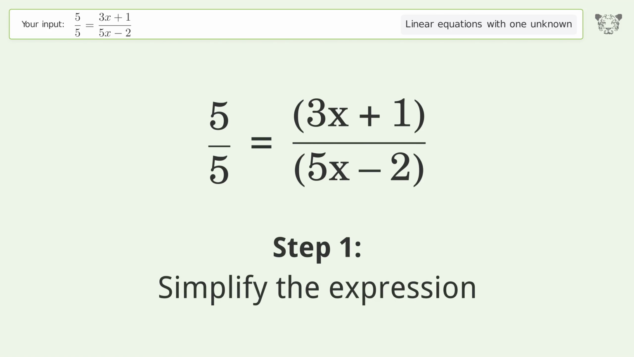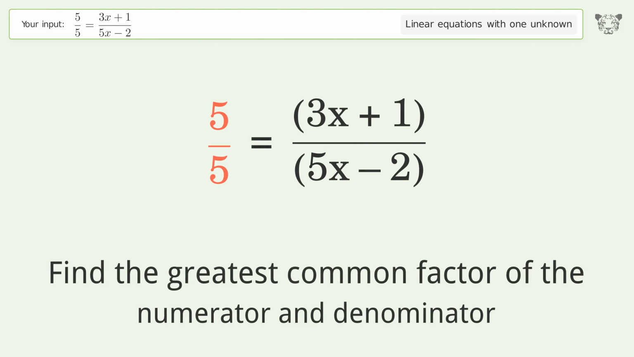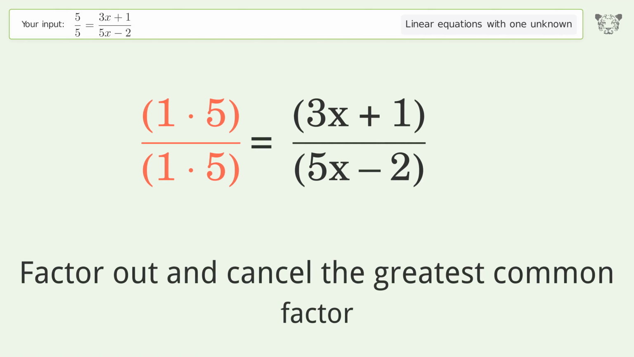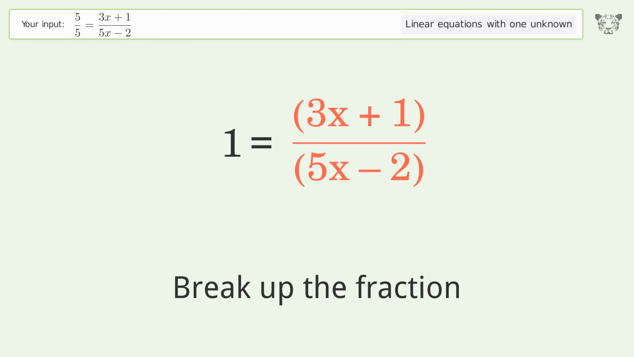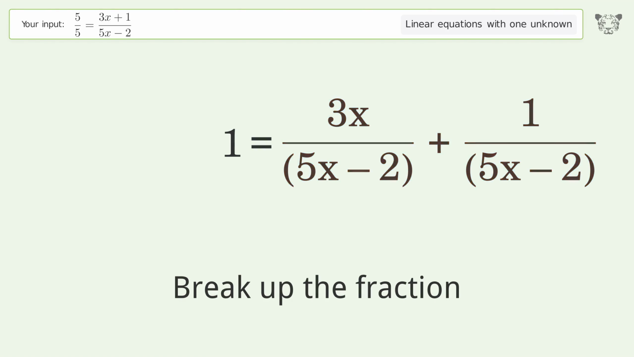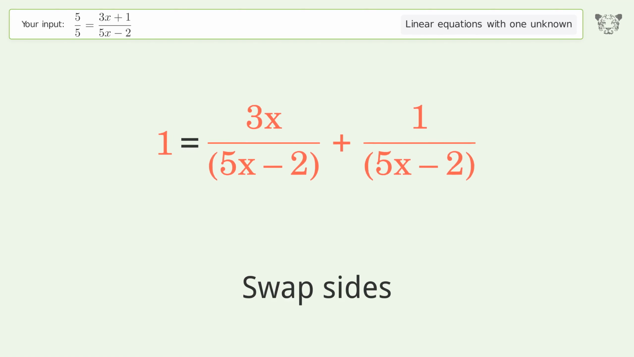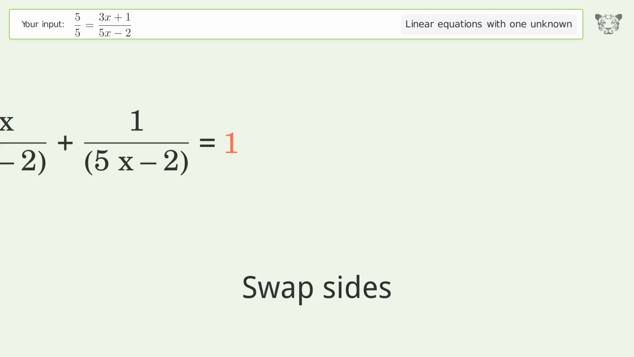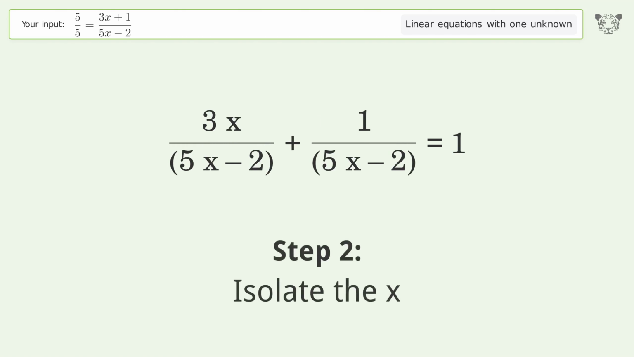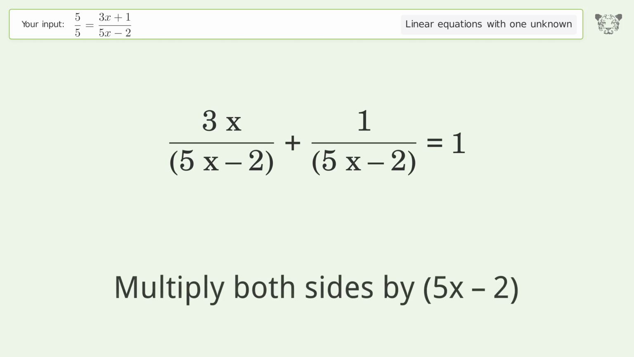Simplify the expression. Find the greatest common factor of the numerator and denominator. Factor out and cancel the greatest common factor. Break up the fraction. Swap sides. Isolate the x. Multiply both sides by 5x-2.